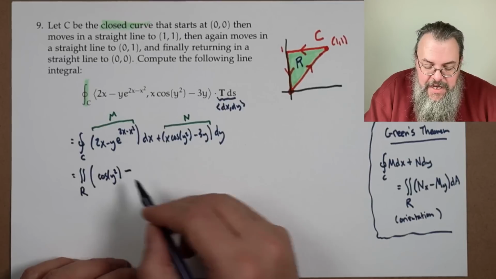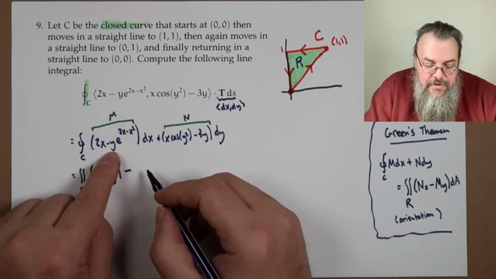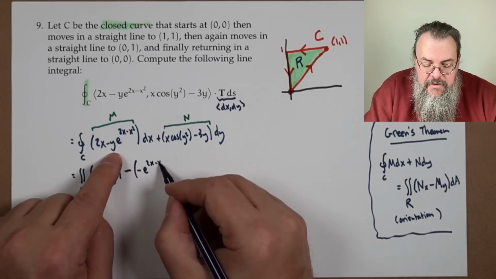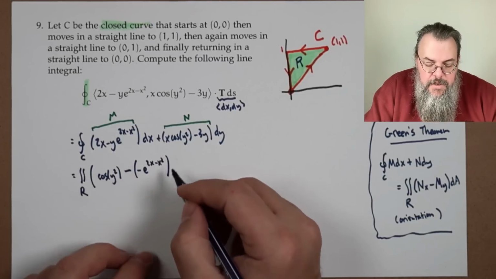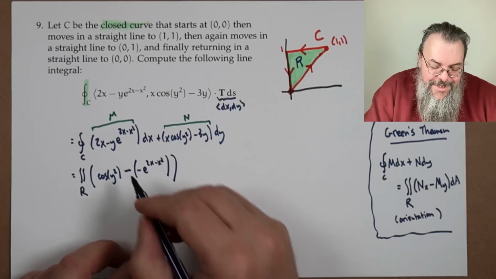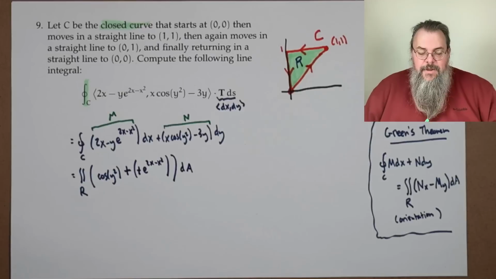So then we're going to subtract M sub y. Well, there's only one y, so that's pretty easy to differentiate too. Minus e to the 2x minus x squared. Wait, what? Really? Well, at least we can add. So how do we do those integrals?